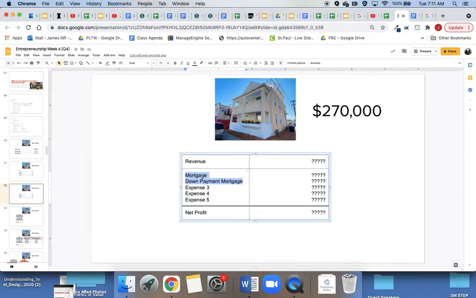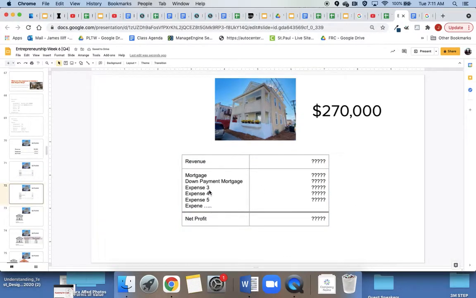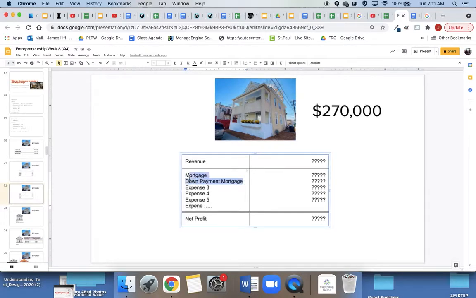So I'm going to give you these two expenses, and then you're going to go out and find all the other expenses. There's more than 5. I just put 5 here so you can see what it could look like. I'm going to give you these two. We're going to work through the mortgage together, but then you're going to go out and find the rest of these, and you're going to build your financial model.